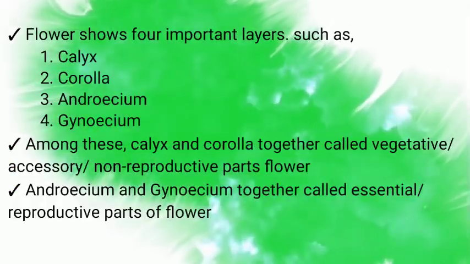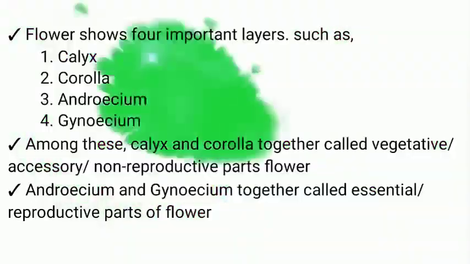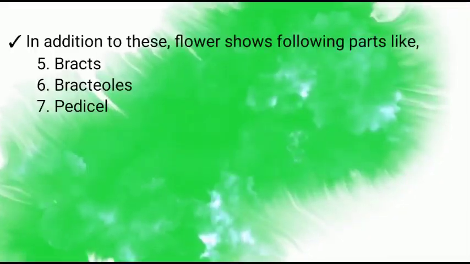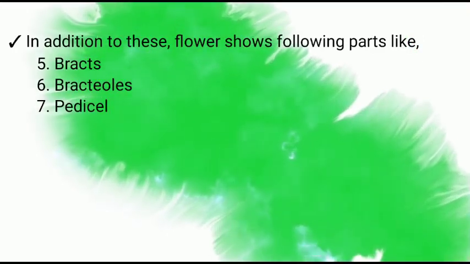Androecium and gynoecium together are called the essential or reproductive parts of the flower. In addition to these, the flower shows the following parts: bracts, bracteoles and pedicel.